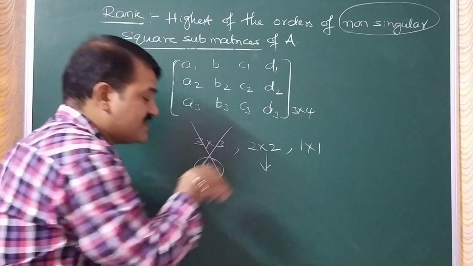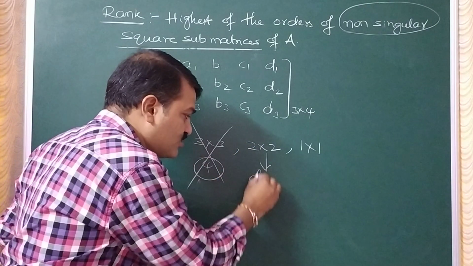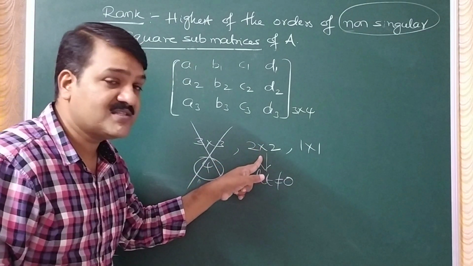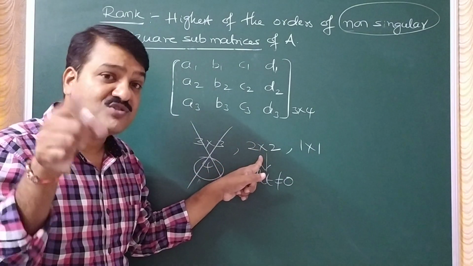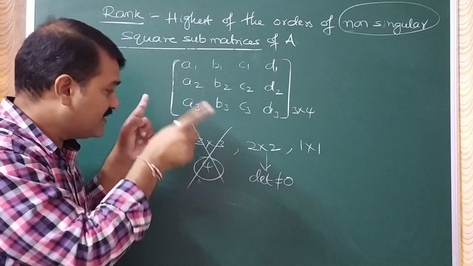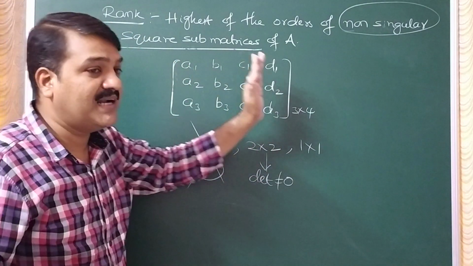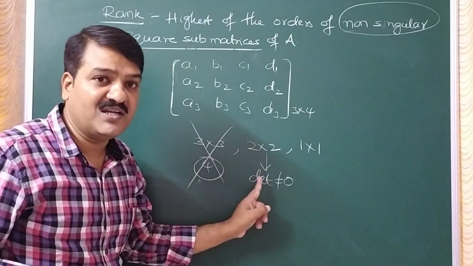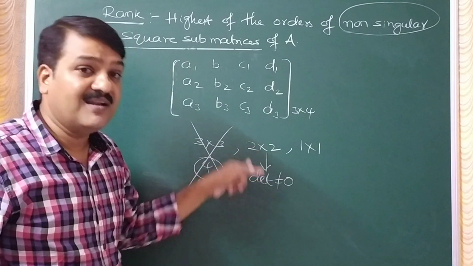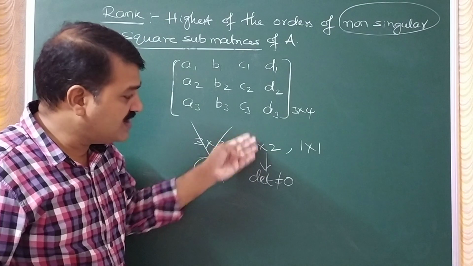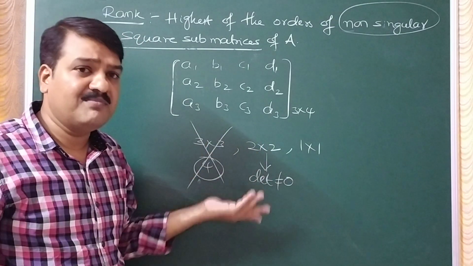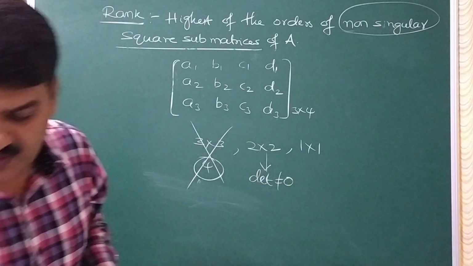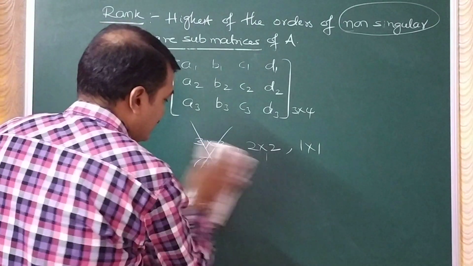Then you have to come to this. If you can find a 2 cross 2 submatrix whose determinant is non-zero, then it is going to be the highest order, then rank is 2. Rank is 2 only when rank cannot be 3. That is, you cannot find a 3 cross 3 submatrix which is non-singular, then only rank cannot be 3. Then you will come to this. If you can find a non-singular submatrix in this, then rank will be 2. If you cannot find a non-singular submatrix in this also, means rank cannot be 2 also. If rank cannot be 3, cannot be 2, means rank will be 1 only. Okay, so this is the order you are going to follow.